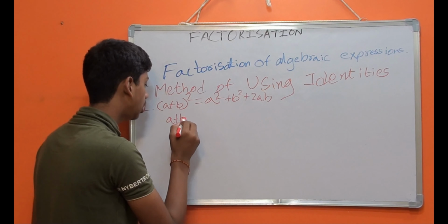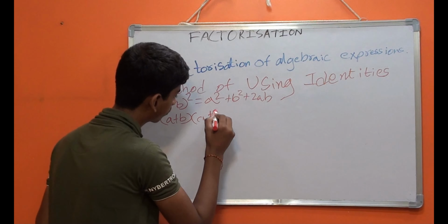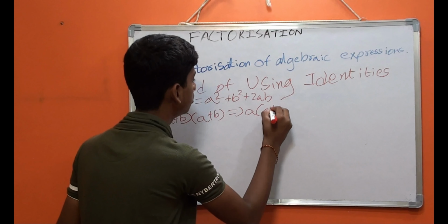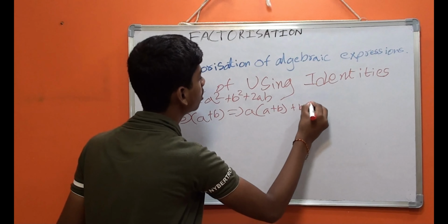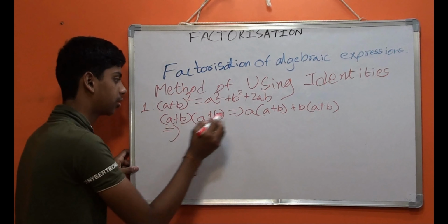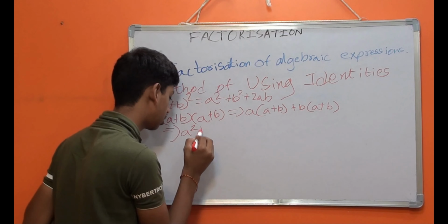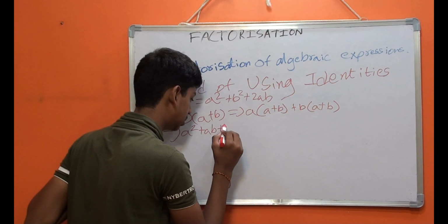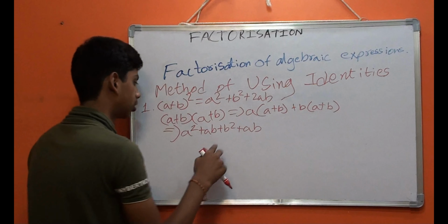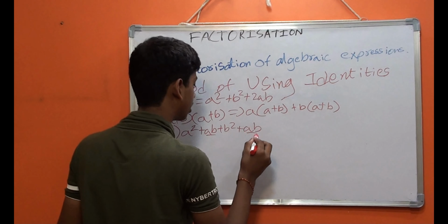So a plus b into a plus b equals a into a plus b, plus b into a plus b. Then we simplify it. Then we get a square plus ab plus b square plus ab. So we'll get this answer. Here these two are like terms.